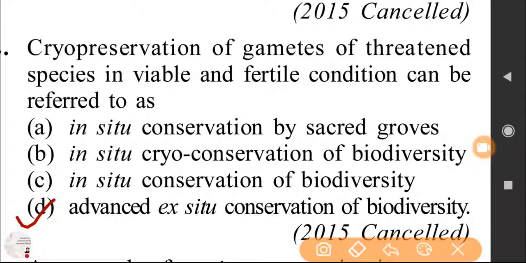It is an advanced ex situ conservation of biodiversity. It is a type of ex situ conservation, as I already told. In this, preservation at minus 196 degrees centigrade in liquid nitrogen occurs. It can maintain tissue culture, embryos, animal cell tissues, and spermatozoa for indefinite periods, and this material is revived through a special technique when required. So mainly cryopreservation is preservation at minus 196 degrees centigrade in liquid nitrogen.